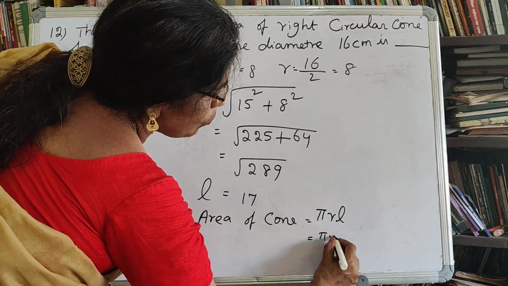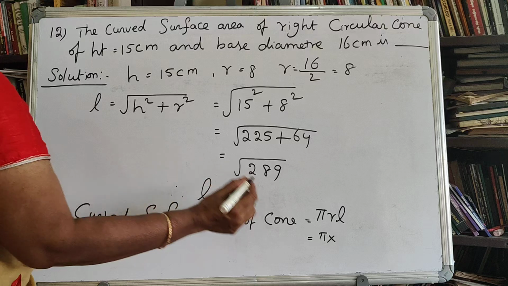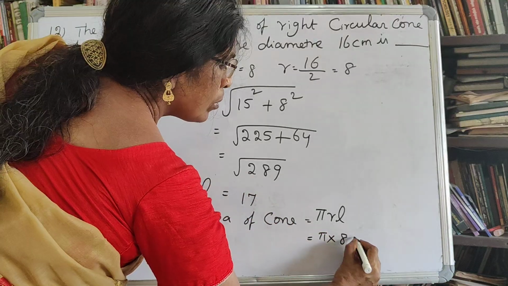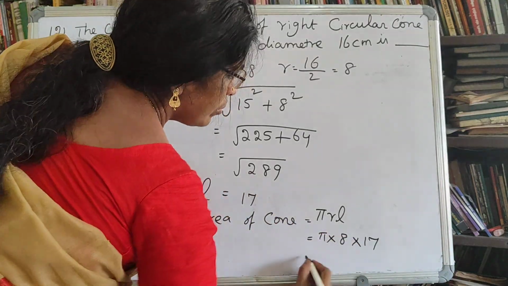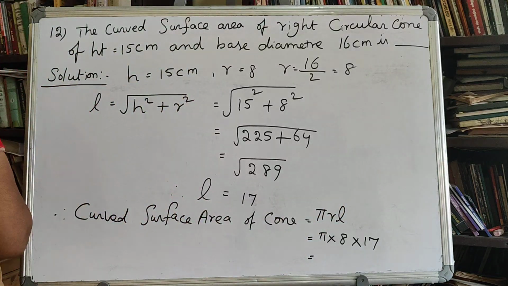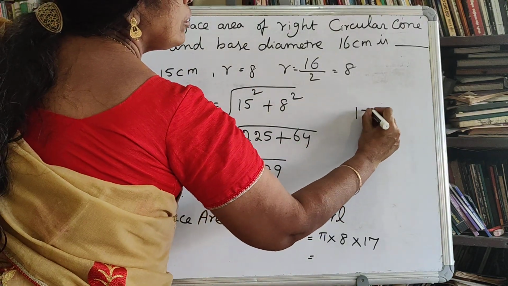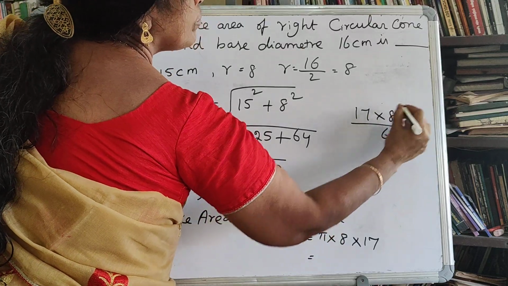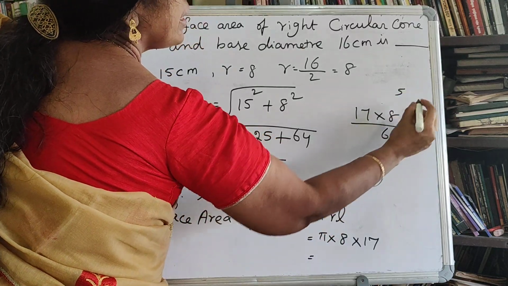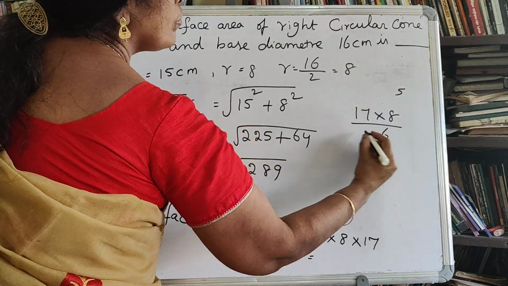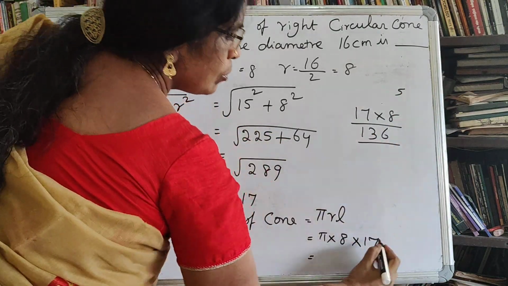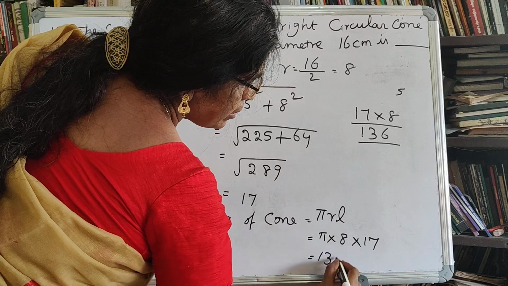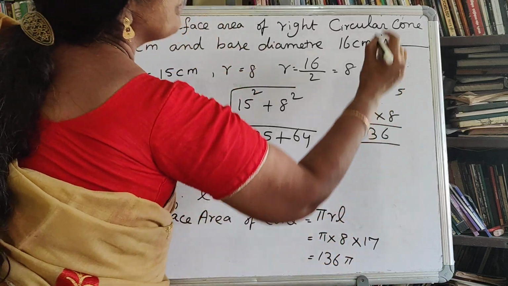Pi into r, 8 into 17. Its answer is 17 into 8. 8 sevens are 56. 8 ones are 8, 8 5 13. So its answer is 136 pi.